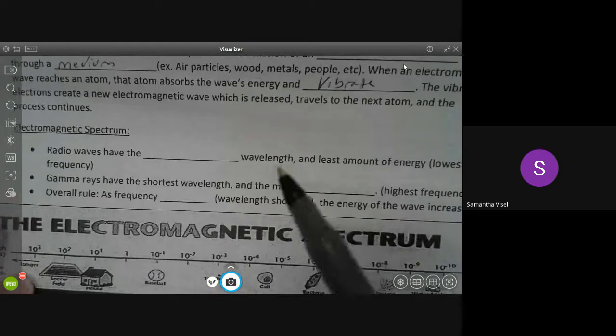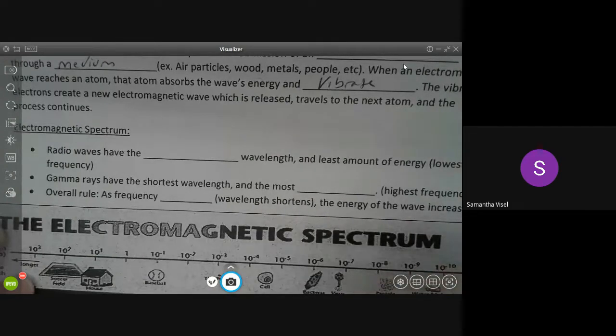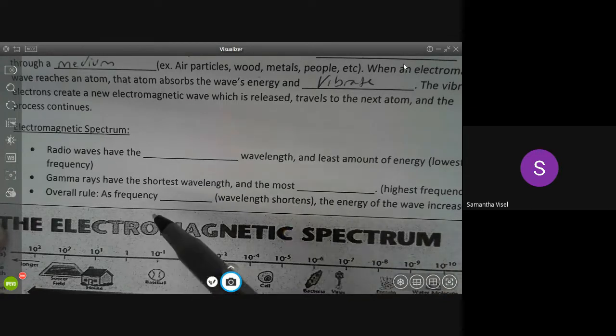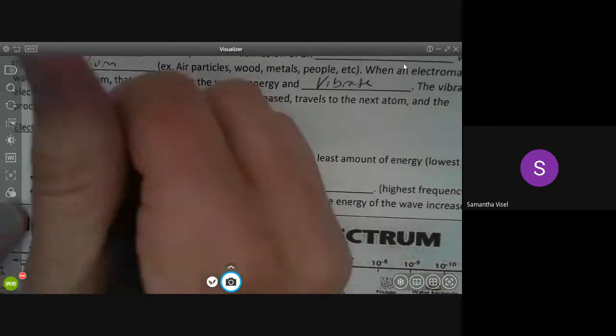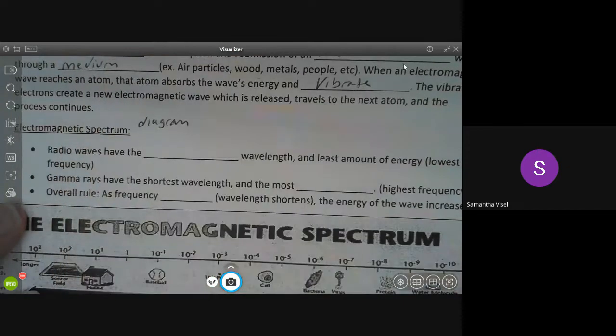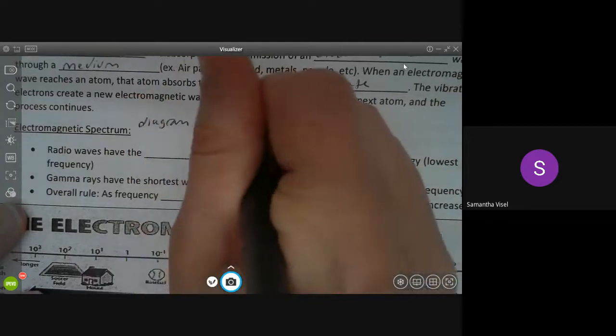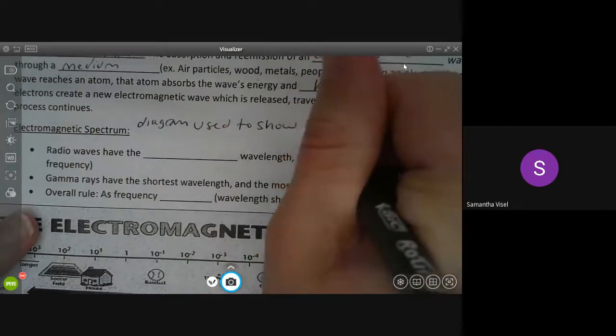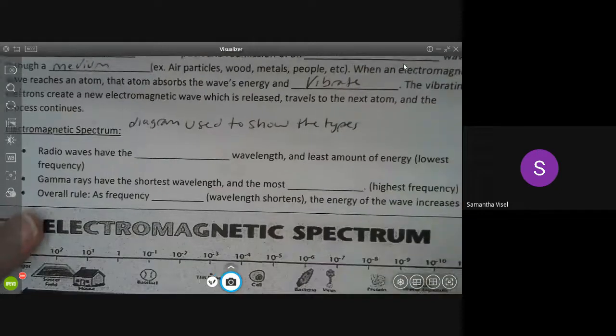So we have a variety of different types of waves that are classified as electromagnetic waves. So they have electric and magnetic fields to them. Even though they have these electric and magnetic fields, they are very different forms of waves. So we have a way to classify them based on certain characteristics. So the electromagnetic spectrum, which you may have heard of and used before, is a diagram used to show the types of electromagnetic waves.